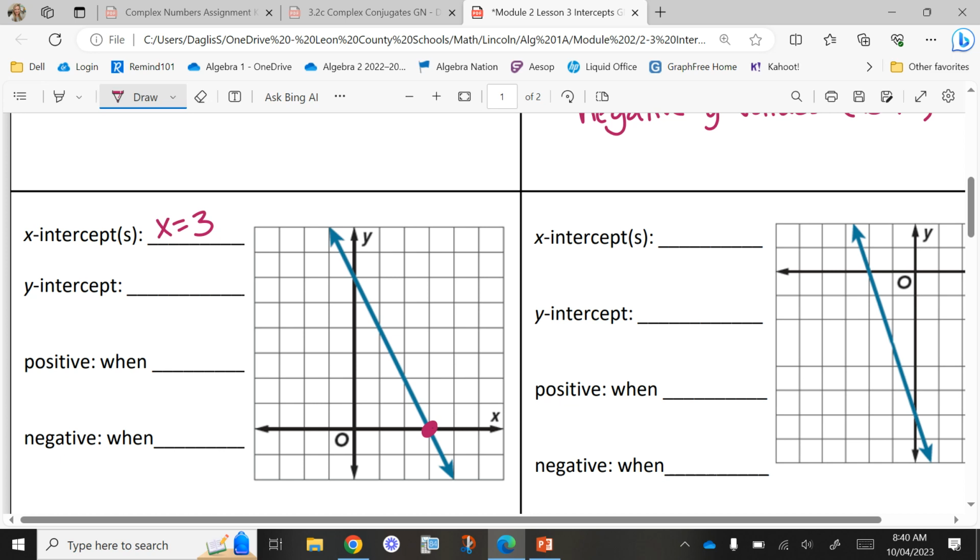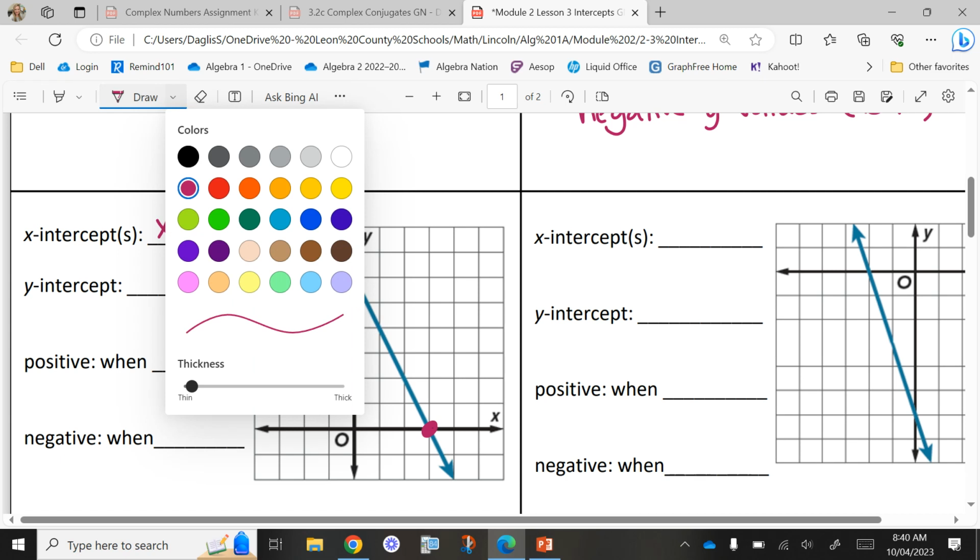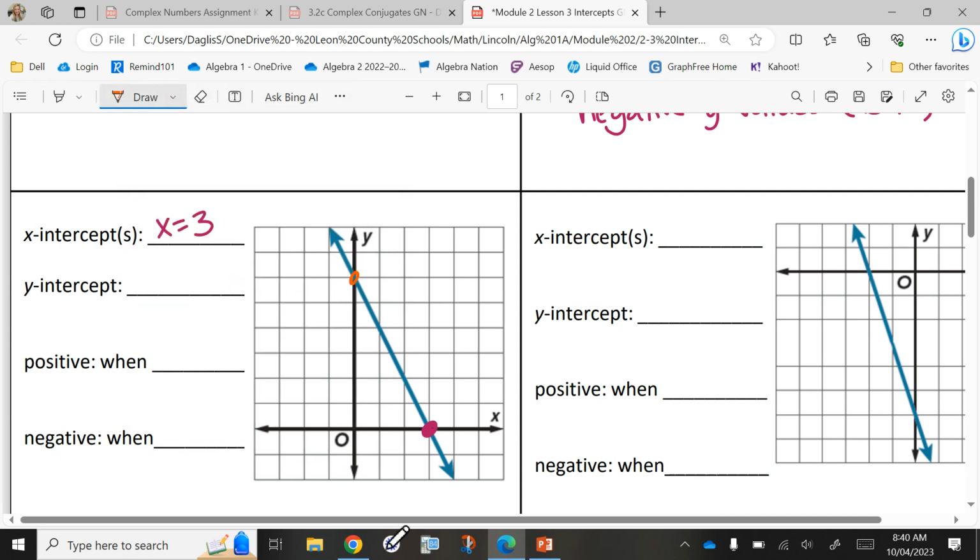Do we have a y-intercept? Yes. Where is this happening? What is that? 1, 2, 3, 4, 5, 6. When y equals 6. So for right now, you can just say 3 and 6. Later, they might make you write the whole point. But for today, we're going to leave it like that.